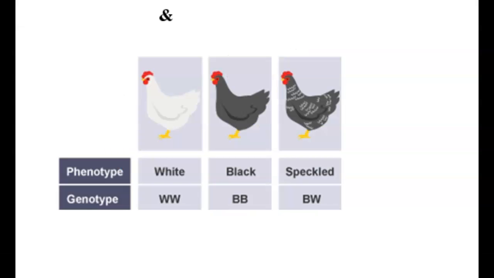Here's another example with these chickens. Black and white. Alright. Black and white, notice they're all capital letter, they're all dominant. And the heterozygote is going to be speckled. Black and white. So black and white. There's no mixing. The heterozygous phenotype has both traits equally expressed.